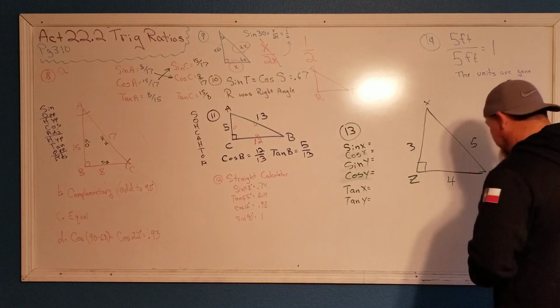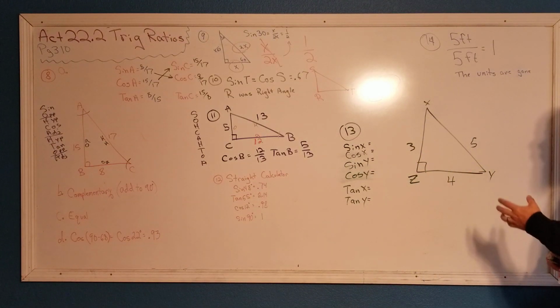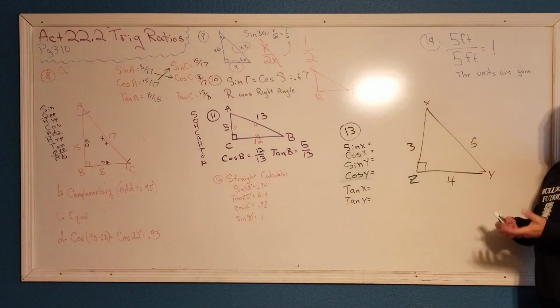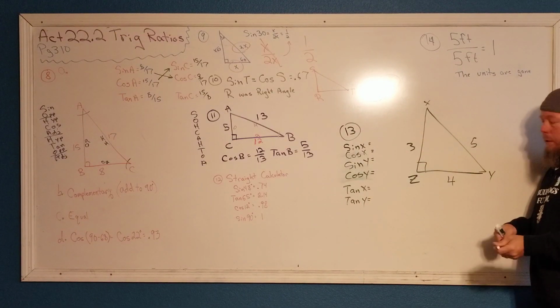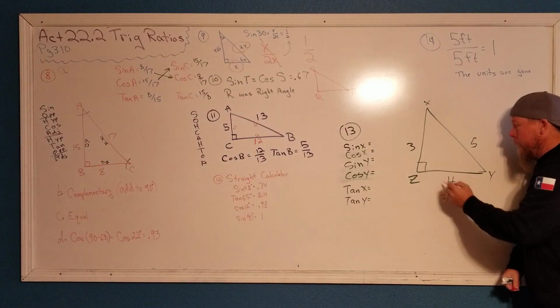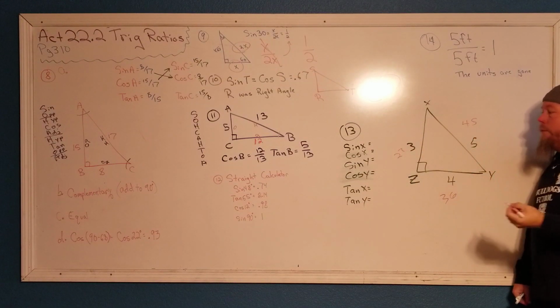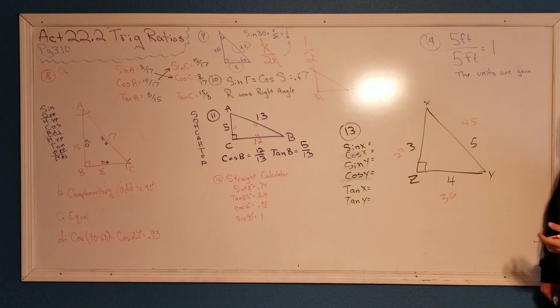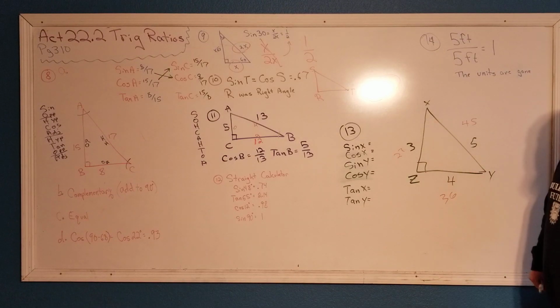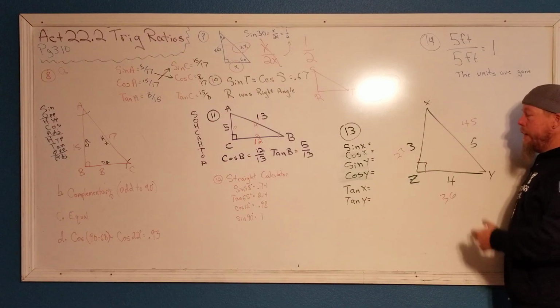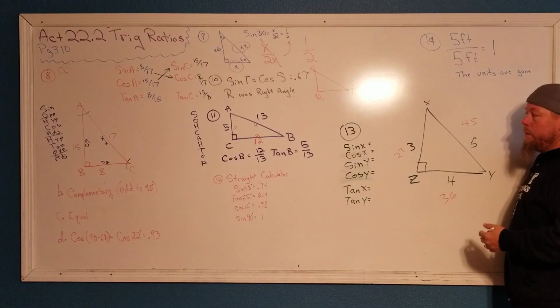Number 13. You'll notice my drawing looks different than yours. Why? Because yours has these big, ugly numbers. I mean, they put 36 here, and they put 27 here, and they put 45 here. I didn't write that because I know that's a 3, 4, 5 times 9. So when I write these fractions, they're going to reduce down to 3, 4, and 5. And you're going to see what I mean by that.